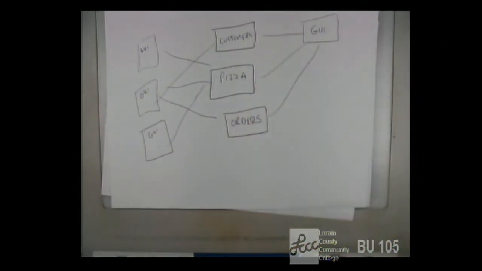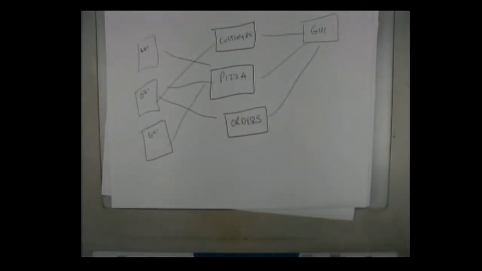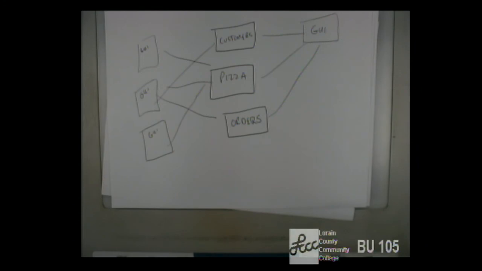For example, if we had a screen that showed the orders that were placed in the restaurant, we might allow someone to place an order through a mobile application. Well, that would be one GUI, the mobile application, updating the orders, and then the restaurant can immediately see the order that was placed and so on.